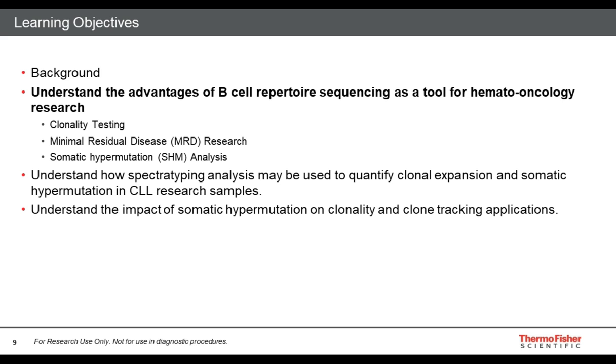So with that, I'd like to bring us to the second part of this presentation, which is to understand why the field has been migrating towards immune repertoire sequencing for Haemato-Oncology research. So I'll start by describing clonality testing and the related minimal residual disease research testing before finally proceeding to somatic hypermutation analysis.